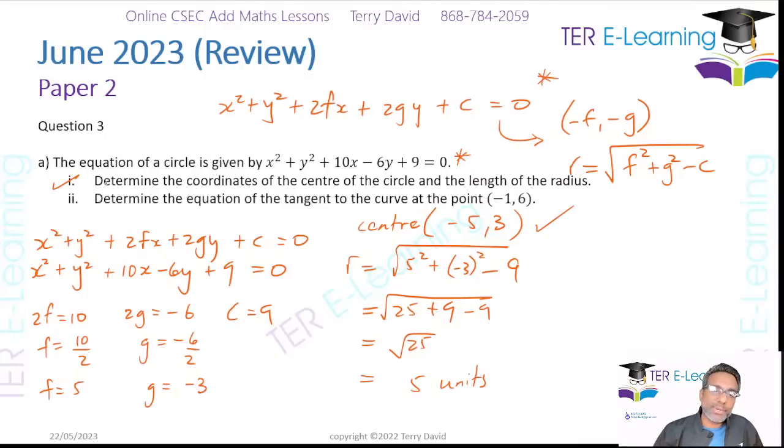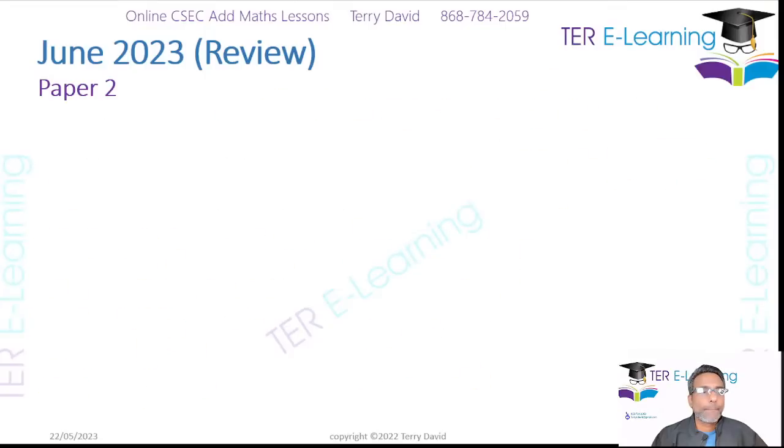And they like to bring this question a lot. They want us to determine the equation of the tangent to the circle at the point minus 1, 6. Right? Get a blank page here. So it's one of two things they're going to bring tomorrow. Either they're going to bring a tangent or they're going to bring a normal. One of the two.